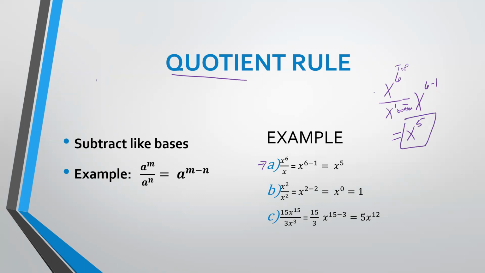Just remember, if you have like bases, you write it down once. And if it's multiplication of the bases, we add the powers. If it's division of like bases, we subtract top power minus bottom power.